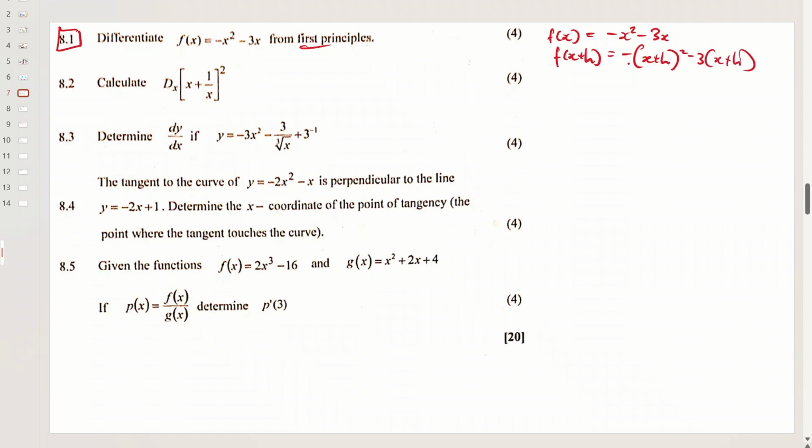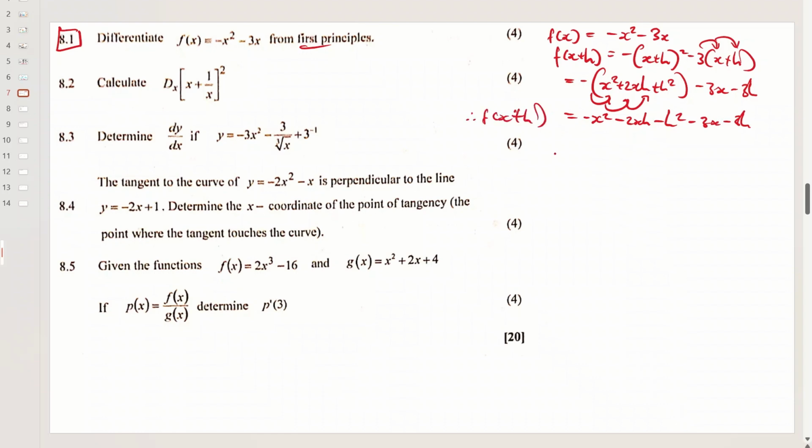Negative x plus h squared minus 3 into x plus h. You see these two tells you now you have the square binomial. So this is x squared plus 2xh plus h squared minus 3x minus 3h. When you distribute the negative inside, guys, this is what you have. Negative x squared minus 2xh minus h squared minus 3x minus 3h. Therefore, this is f at x plus h.